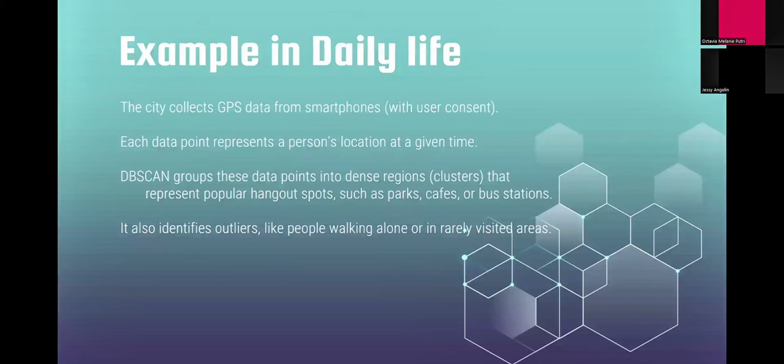So there's an example in daily life of using dbScan. The city collects GPS data from smartphones with user consent. Each data point represents a person's location at a given time. dbScan groups these data points into dense regions or clusters that represent popular hangout spots such as parks, cafes, or bus stations. It also can identify outliers like people walking alone or in rarely visited areas.